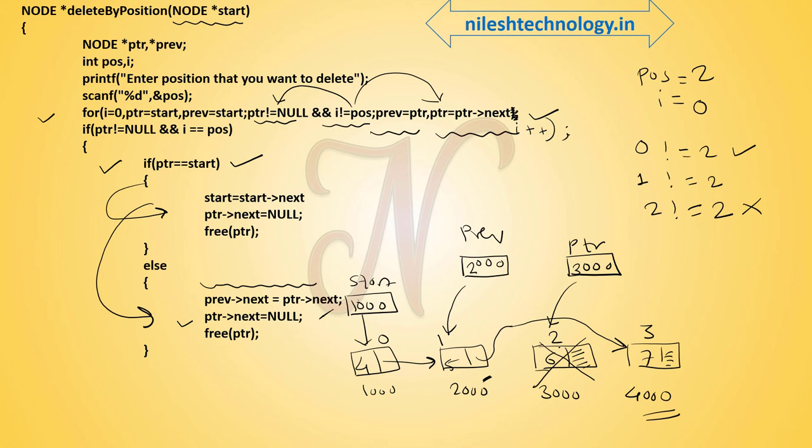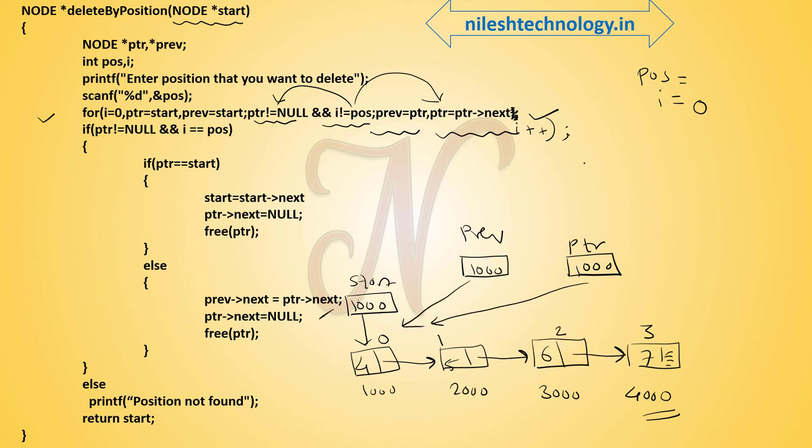Okay, and then we return our start. So see here, now start, 4 is pointing to 5, which is pointing to 7. Okay, like this way we remove a node in between two nodes. Now we see the last node. Okay, again we erase some section. If your position is 3, okay, i is starting from 0, again ptr equal to start, prev equal to start.